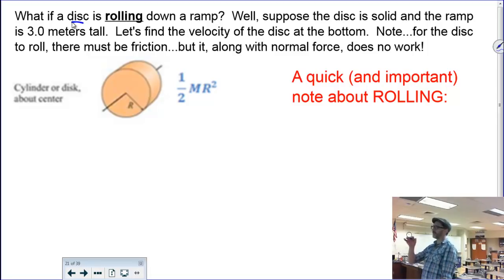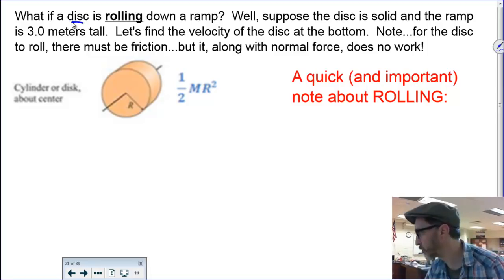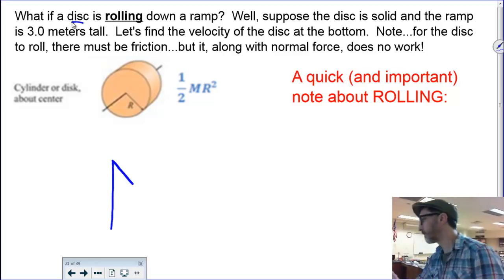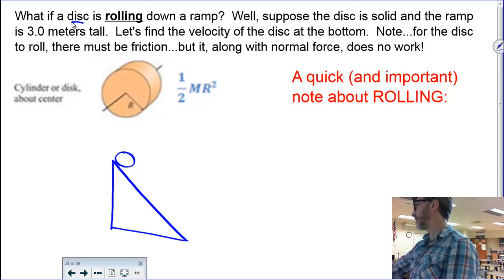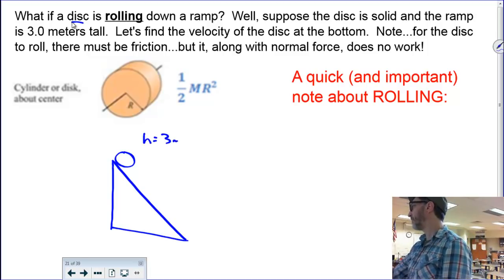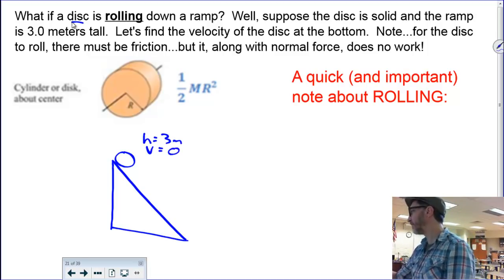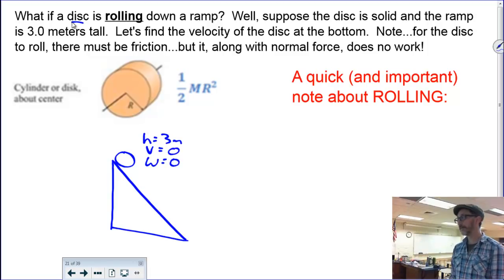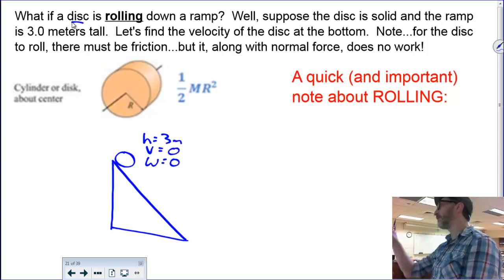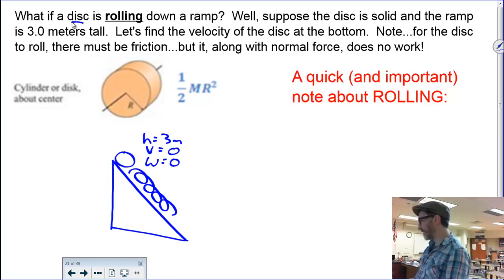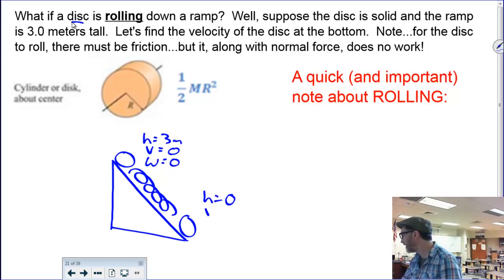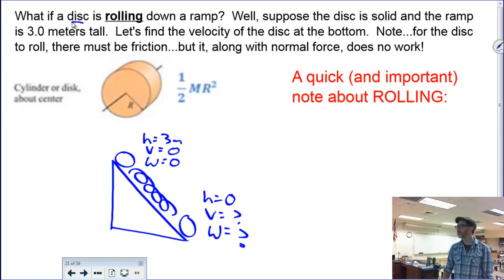Okay, so here's the deal. So let's see, same setup. Okay, here's my disc. All right, so up at the top, I know that the height is 3 meters. I know the velocity is 0, and I know the angular velocity is 0, right? Because it's not moving. Okay, so then I'm going to let it go, and it's going to roll down the hill, right? And so by the time it gets to the bottom, the height is 0, but now it's going to have both linear velocity and angular velocity, right?